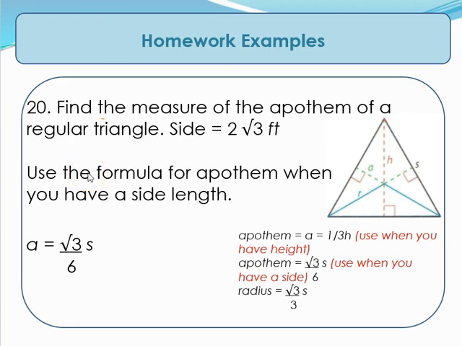Number 20, find the measure of the apothem of a regular triangle. A side length equals 2 square root of 3 feet. Okay. So use the formula for apothem when you have a side length. So that formula is apothem equals square root of 3 over 6 times S. And it's square root of 3 over 6 times side length, which is 2 square root of 3.